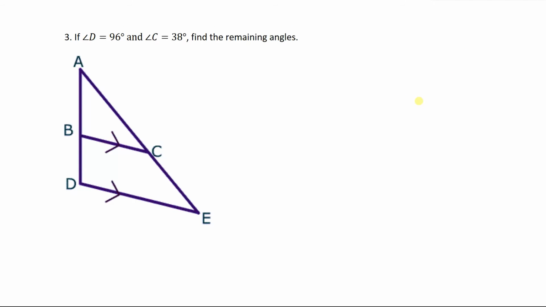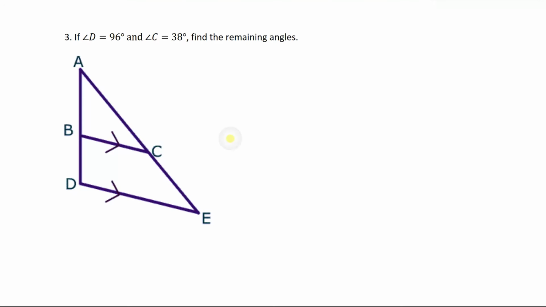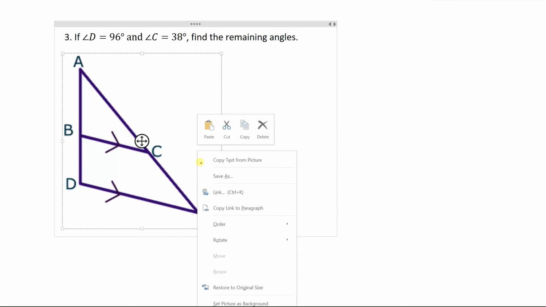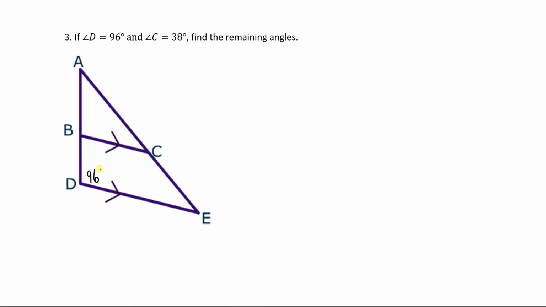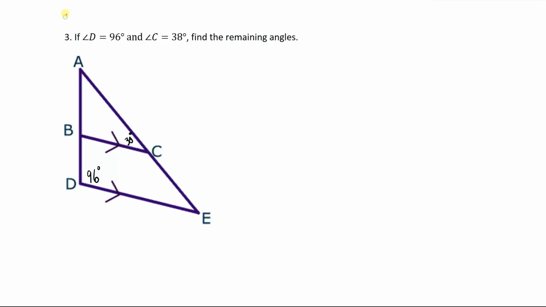If angle D is equal to 96 and angle C is 38 degrees, find the other angles. So 96 degrees, 38 degrees, and what are the missing angles? So if I use the F rule, it's upside down, but it's here. I can draw an F. That means angle B must be equal to angle D.